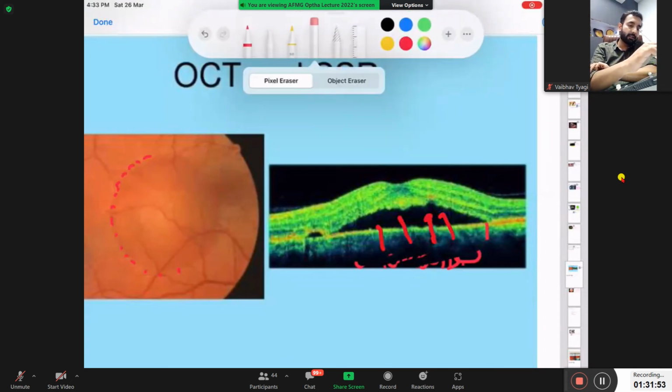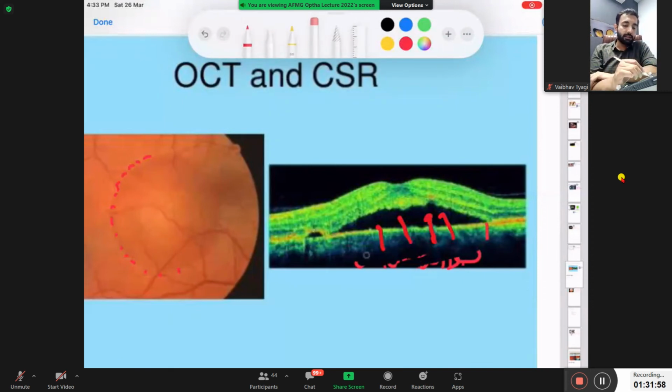What happens in CSR is there is leakage of fluid from the choriocapillaries. This leaked fluid will pass through the fenestrations in the RPE, and this fluid will accumulate in the subretinal space. And the rest of the 9 layers, the neurosensory retina, is elevated. Right? This much is clear.